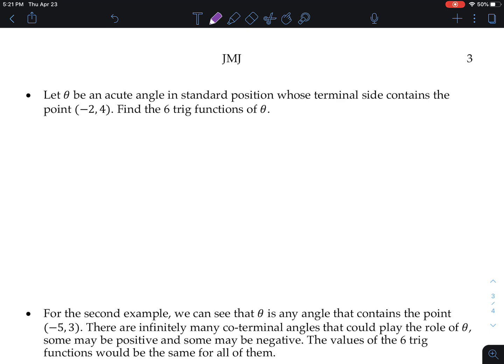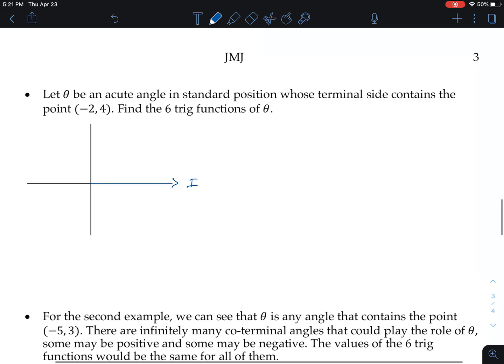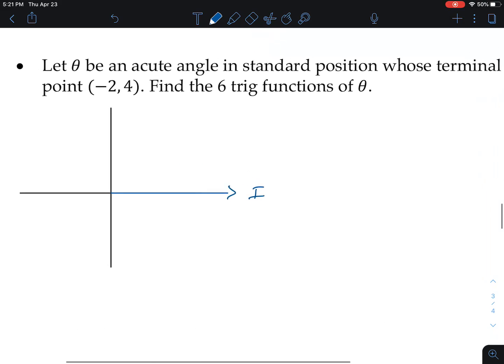Okay, so let theta be an acute angle in standard position. Here's my coordinate plane, standard position, whose terminal side contains point -2, 4. So here's my standard position line. Okay, initial side contains a point -2, 4. So I'm kind of up here. -2, 4. So now I'm in quadrant 2. Bam. There's my -2, 4.